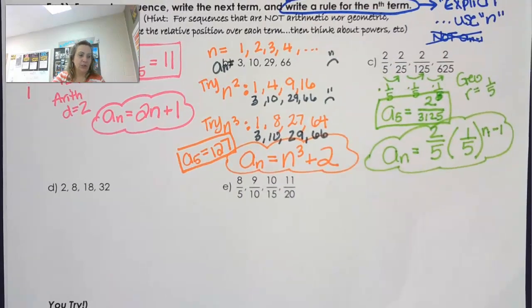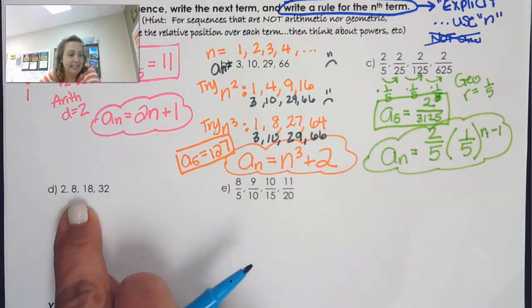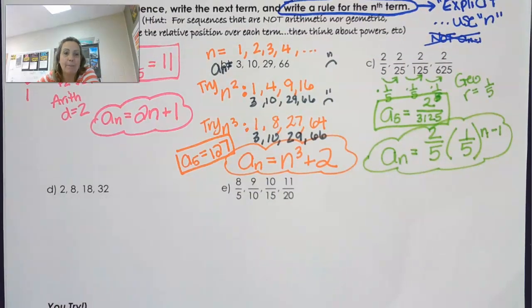Let's try another one. Letter D. 2, 8, 18, 32. Here it looks like I'm adding 6, adding 10. Okay, so not arithmetic.